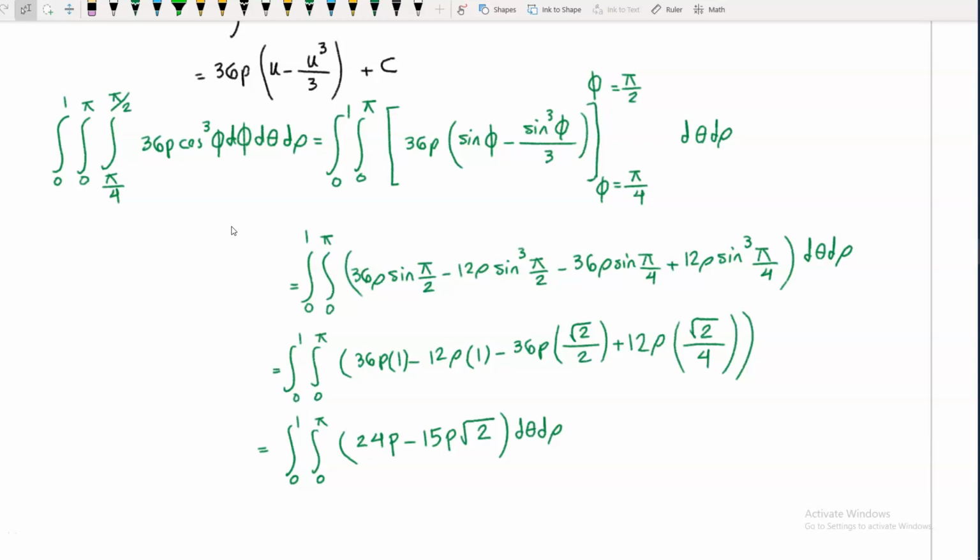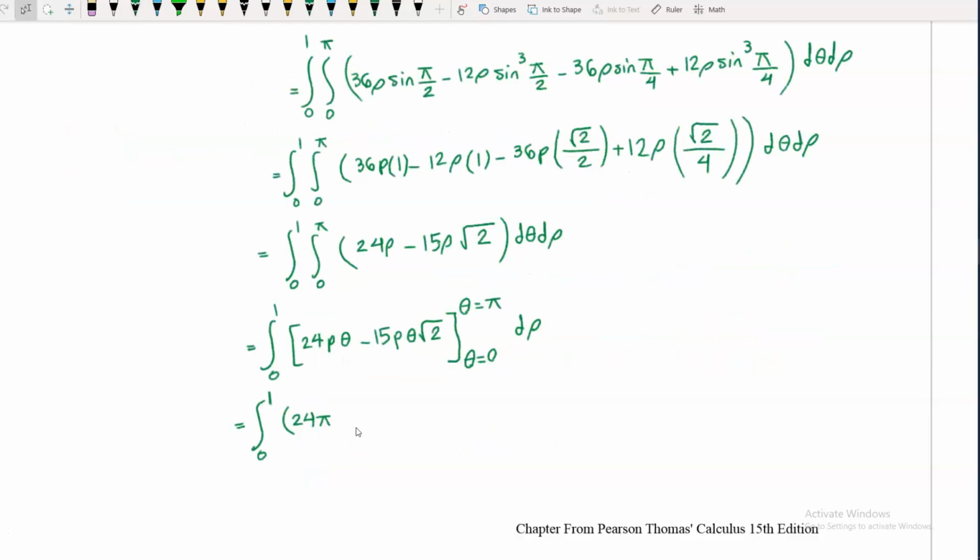And based on what we have here, sine pi over 2 is 1, sine cubed pi over 2 is 1, sine pi over 4 is the square root of 2 over 2, sine cubed pi over 4 is the square root of 2 over 4. Simplify. So here we have the double integral of 24 rho minus 15 rho square root of 2 d theta d rho. So here we have the integral with rho from 0 to 1, 24 pi rho.